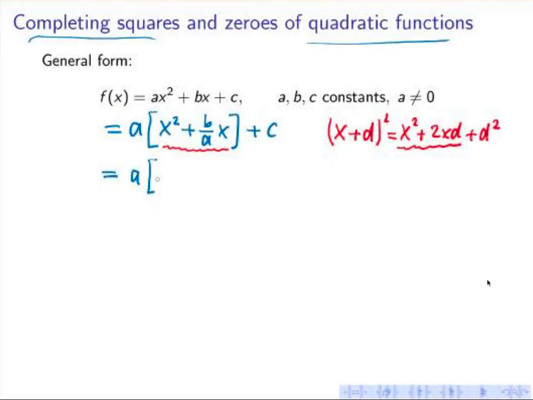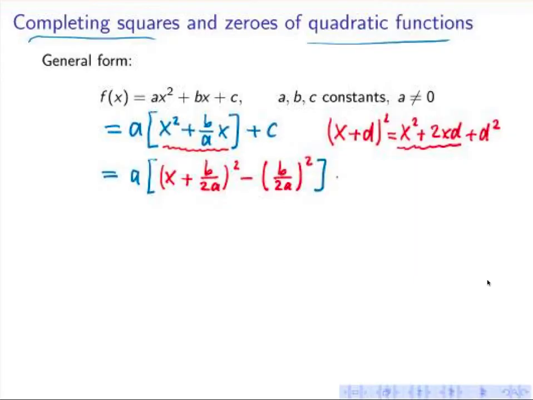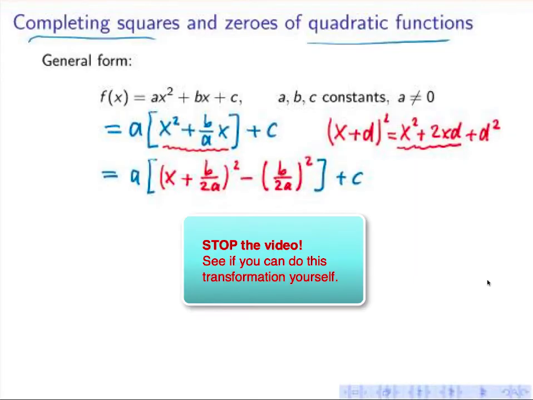So I can write x plus b over 2a, squared. But then I make a mistake. If you multiply this out, you get x squared, and then 2 times b over 2a times x, which is this term. But then you also get plus b divided by 2a, squared. So we have to make up for this term by subtracting it, like this. Then I have the closing bracket, plus c, and the c is untouched.